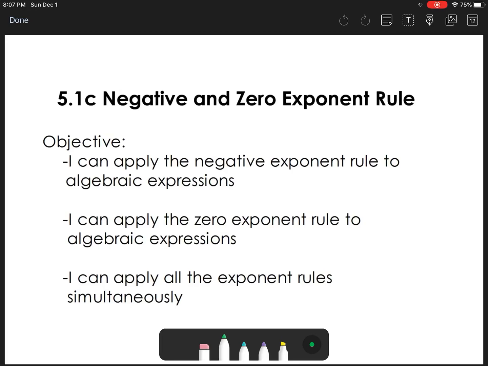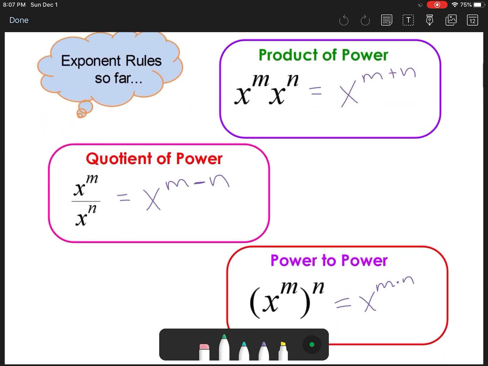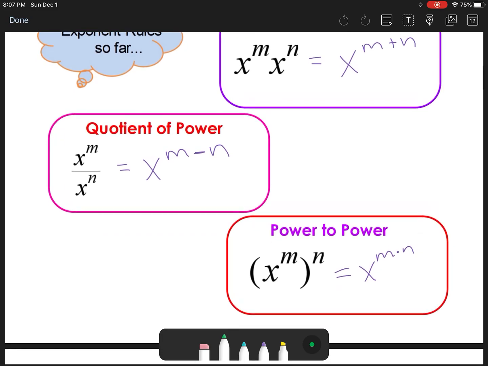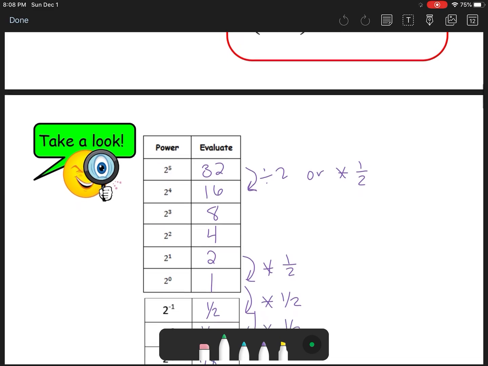5.1c is on negative and zero exponents. So remember we've talked about the product of the power, where if we're multiplying two terms with the same base, we add the exponents. Quotient of a power, if we're dividing two terms with the same base, we subtract the exponents. And power to a power, anytime we have something raised to another power, we are multiplying those exponents. So here are our last two exponent rules.